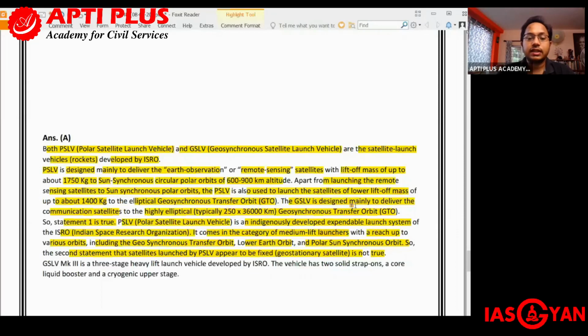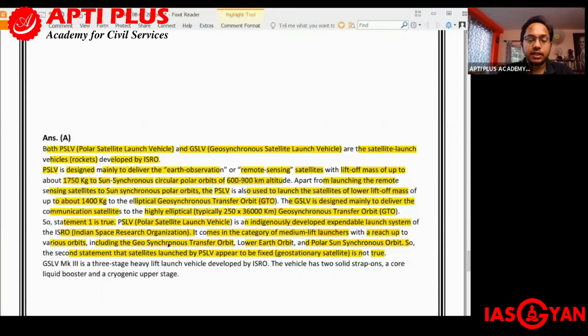The GSLV is designed mainly to deliver communication satellites to the highly elliptical geosynchronous transfer orbit. This much we have understood. The GSLV is designed mainly to deliver communication satellites, whereas PSLV launches remote sensing satellites. So communication satellites will be sent to the GTO or geosynchronous transfer orbit by the GSLV. GSLV is the Geosynchronous Satellite Launch Vehicle. Next, statement 1, you can understand, is true.